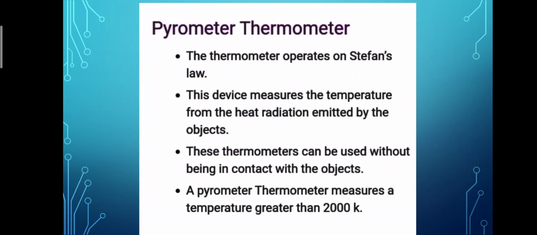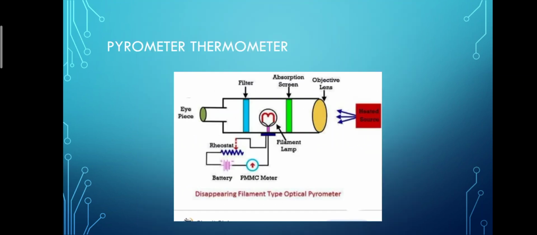Pyrometer thermometer. The thermometer operates on Stefan's law. This device measures the temperature from the heat radiation emitted by objects. These thermometers can be used without being in contact with the objects. A pyrometer thermometer measures a temperature greater than 2000 Kelvin. This is a pyrometer thermometer.